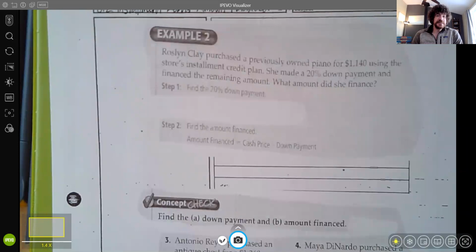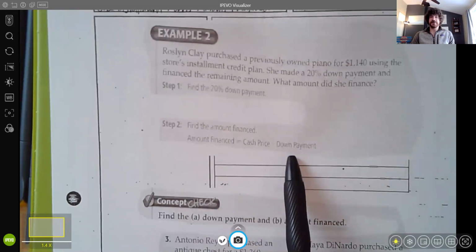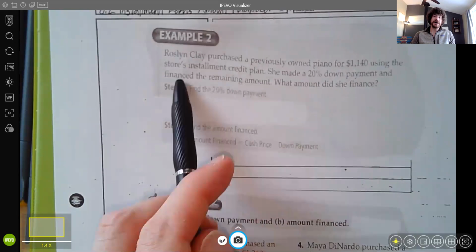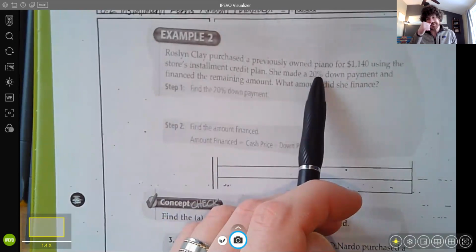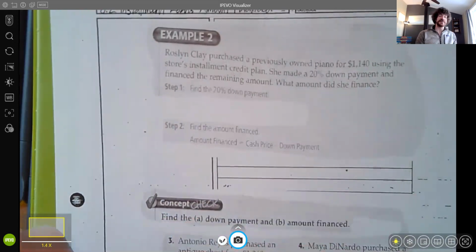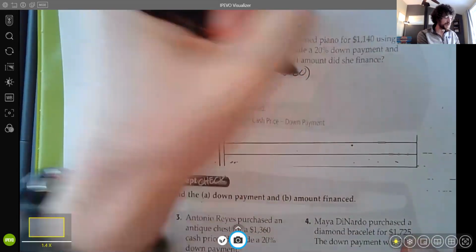So example 2 says Rosalind Clay purchased a previously owned piano for $1,140 using the store's installment credit plan. She made a 20% down payment and she financed the remaining amount. What amount did she finance? So we're going to end up using the amount financed subtraction formula that we used on the first page. But first, we have to figure out how much was actually made in the down payment, because this time we're talking about a 20% down payment. So it doesn't give us the amount, it gives us the percent. So 20% down payment, that's going to be 0.2 as our decimal.